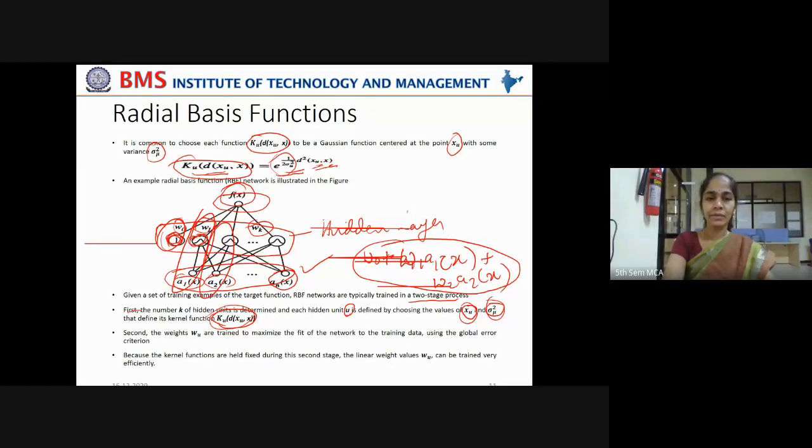Next, the weights WU are trained to maximize the fit of the network to the training data using the global error criterion. So each time some function is approximated like this, some value will be predicted at the output layer. Now the difference between that predicted value and the existing value, both are taken, and in order to reduce that prediction error, the weights in the hidden layer have to be adjusted in the next iteration.